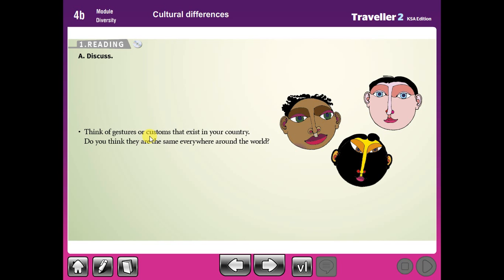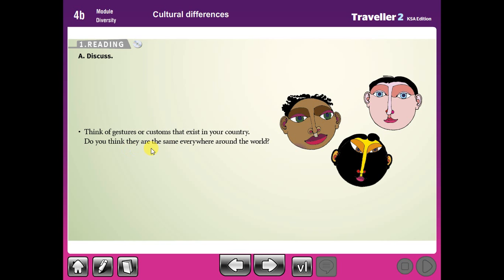Customs means a traditional accepted way of behaving or doing something specific to a particular society, place, or time. A habit for society, like the Saudi Arabian coffee to hospitality their guests.